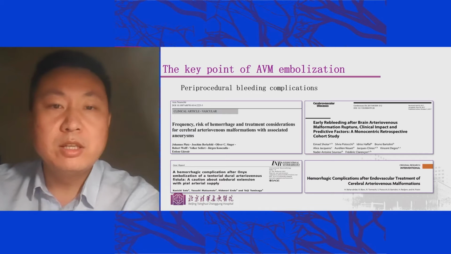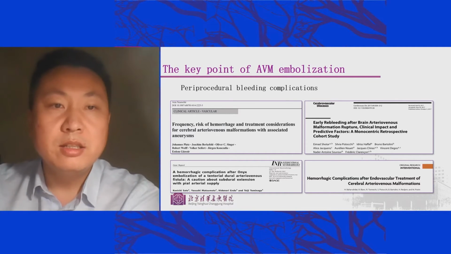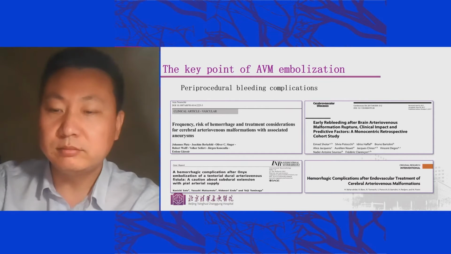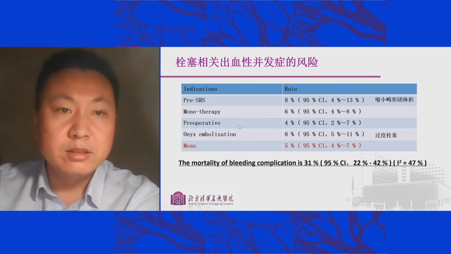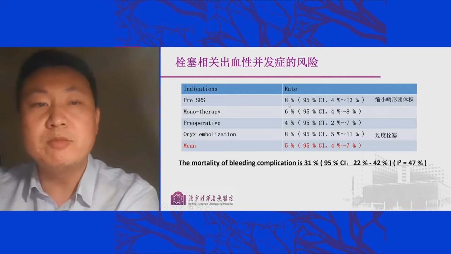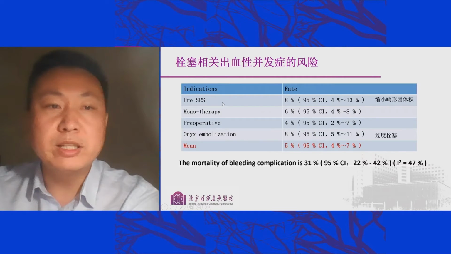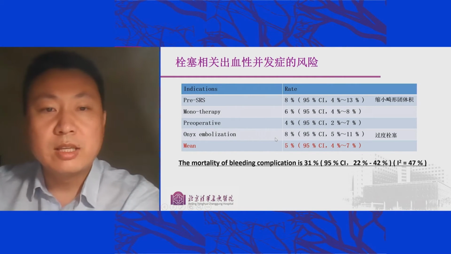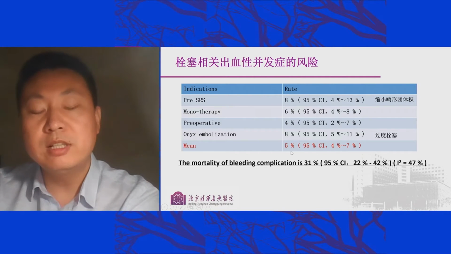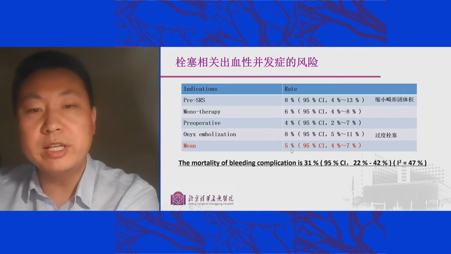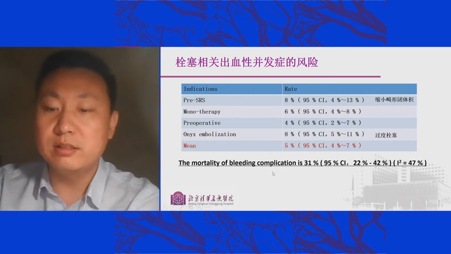But the main problem associated with AVM embolization is the periprocedural bleeding complications. The bleeding complications related to AVM embolization are high, up to 8% in pre-radiosurgery embolization and Onyx embolization. The mean periprocedural bleeding complication rate is 5%, and the mortality of bleeding complications is 31%.